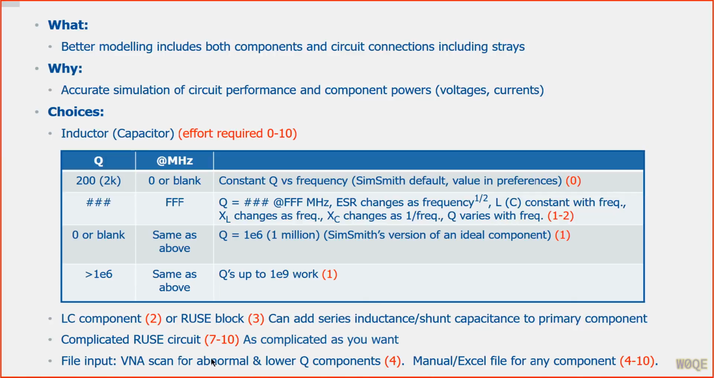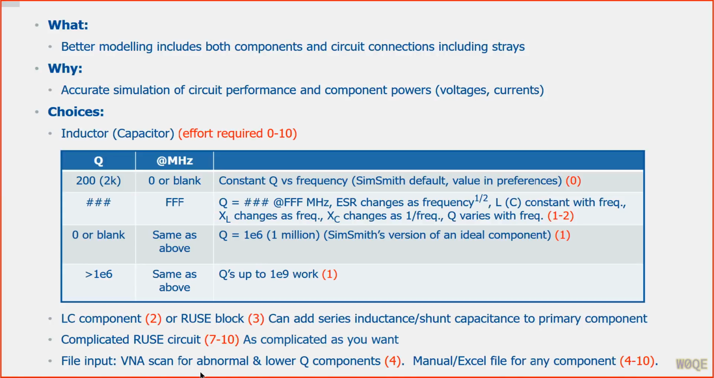A good example of an abnormal component would be something like a common mode choke, which is a lot of turns wound on a fairly lossy core a lot of times. It can be lower Q components. A good example would be a ferrite bead. A ferrite bead is extremely hard to model mathematically. Somebody will give you a spec for it.